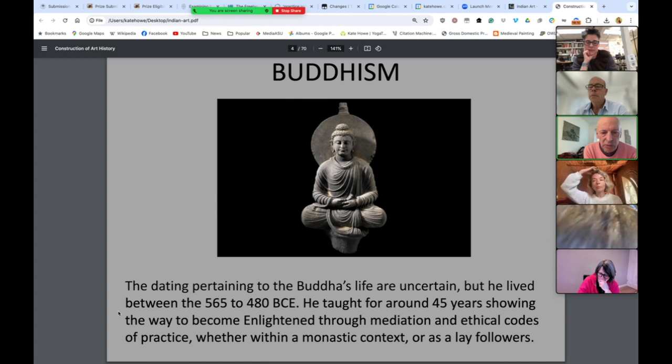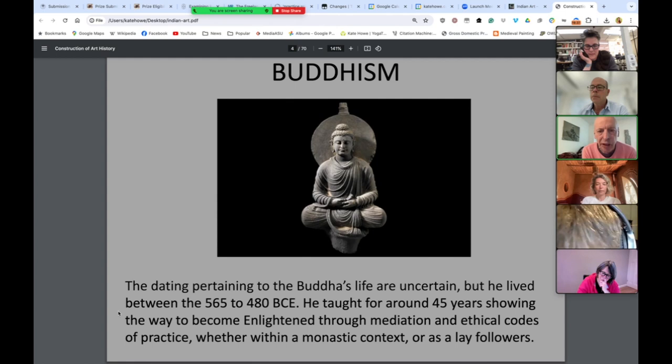The dating pertaining to Buddha's life is uncertain, but he lived between 565 and 480 BC. He taught for around 45 years, showing the way to become enlightened through meditation and ethical codes of practice, whether within a monastic context or as lay followers. So he tended to differentiate between the lay and the monastic.